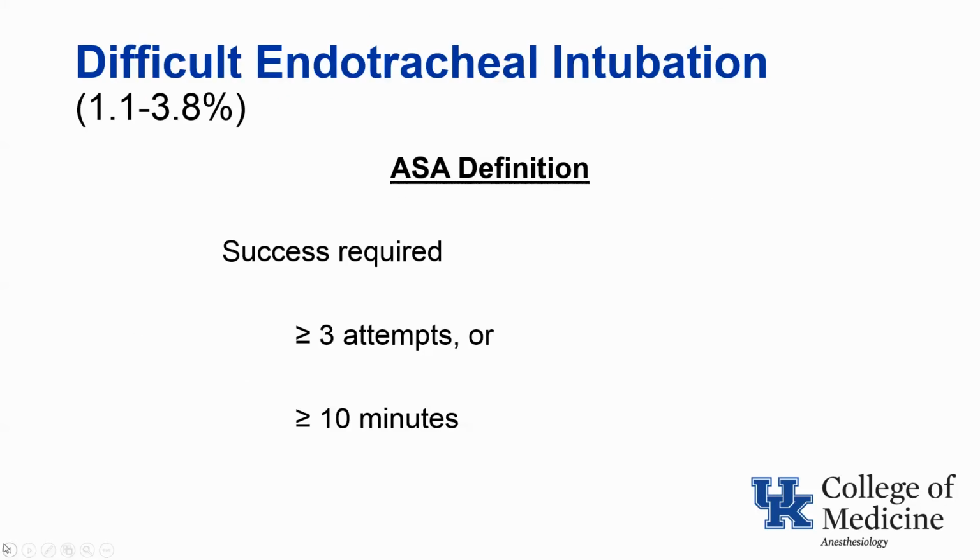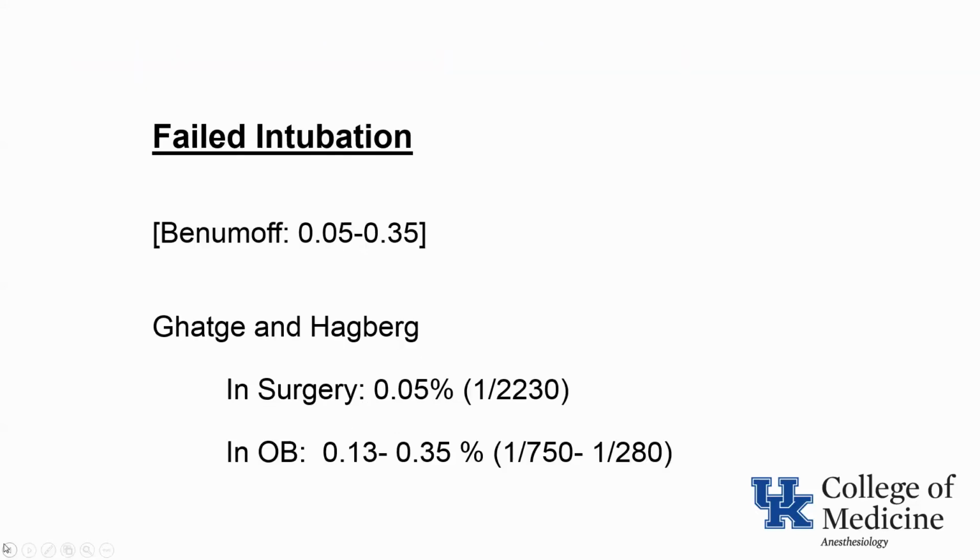Difficult endotracheal intubation has been defined by the ASA as requiring more than 3 attempts or more than 10 minutes with an incidence of somewhere between 1 and 4%. A failed intubation, according to Benumof, occurs in somewhere between 0.05 and 0.4%.